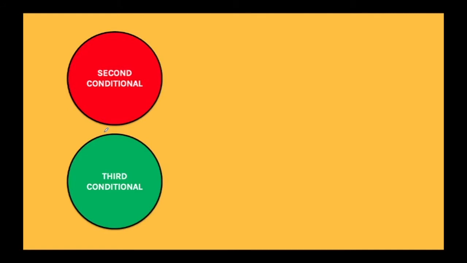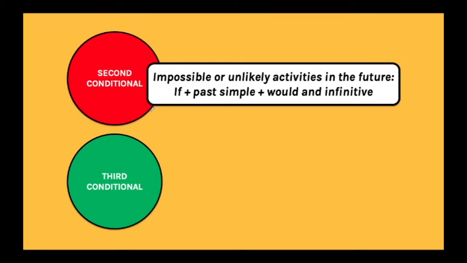The second conditional is the conditional we use to describe or to talk about unlikely or impossible events in the future. We use simple past in the condition, and in the result we use would and infinitive. Let's see one example. If I won the lottery, I would buy an original Picasso.